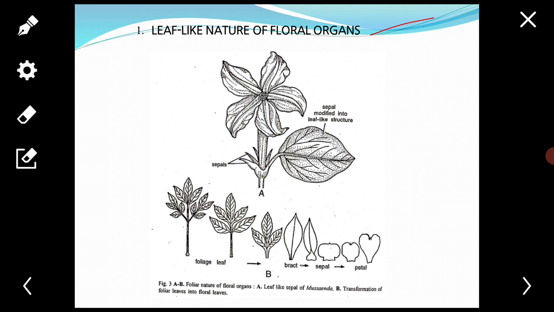Third is the foliar nature of sepals. Example: in members of the Rubiaceae family, one of the sepals in one or more flowers of an inflorescence becomes large, brightly colored, and leaf-like. In one of the members of Ranunculaceae, there is a gradual transformation of leaves to bracts, sepals, and petals.